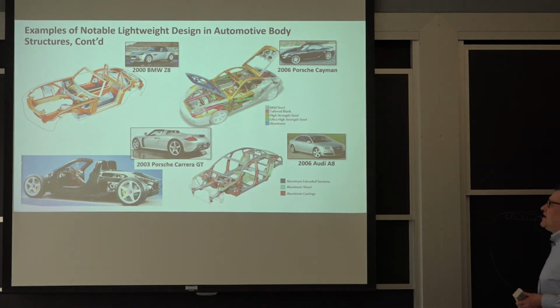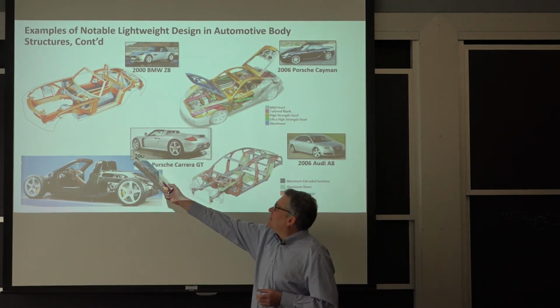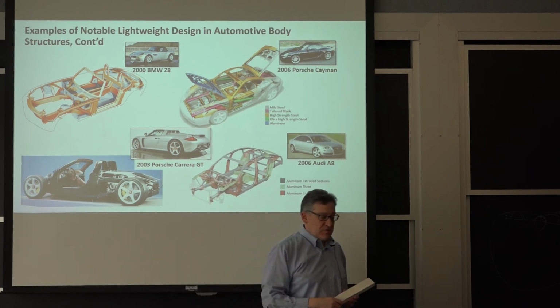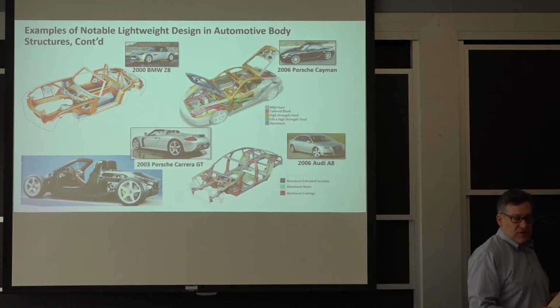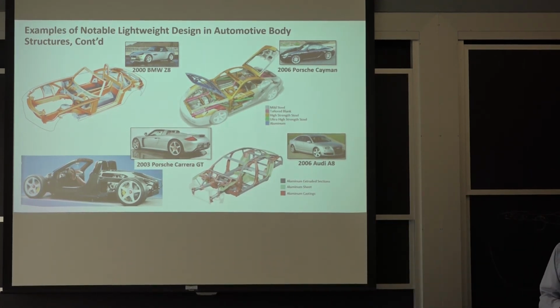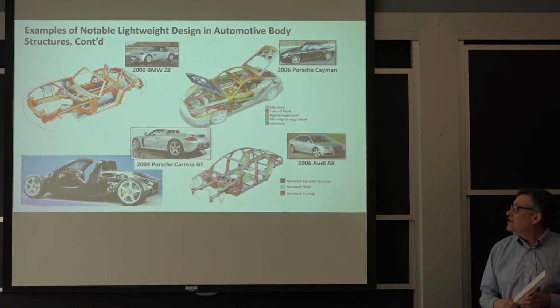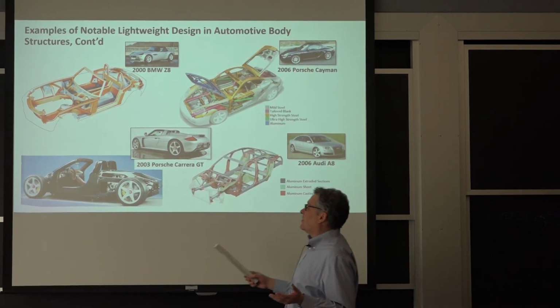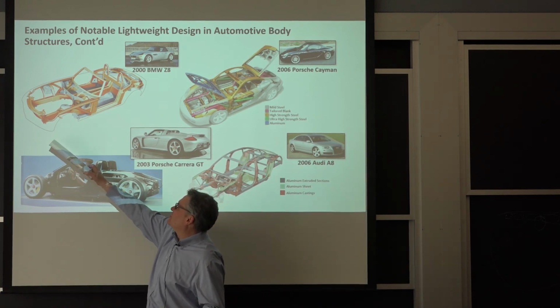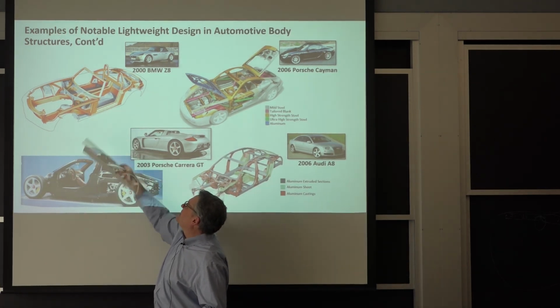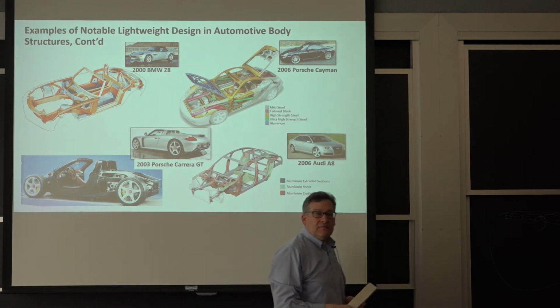The BMW Z8 is very close to a tube frame structure. This structure is made out of aluminum extrusions that are welded together. Not a real light vehicle, but I put that up as an example because the load paths were so clean and well defined on that structure. I look at this, I can very clearly see the flow of stress going from the front bumper basically to the middle of the floor pan.